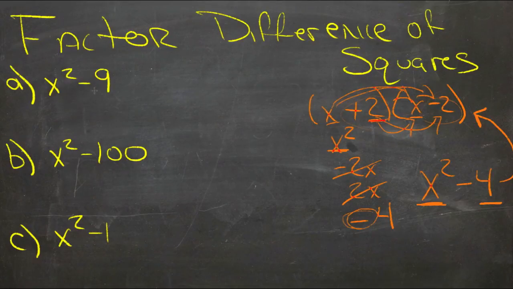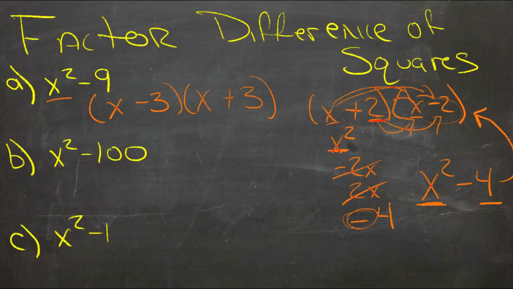So for example, x squared minus 9. The square root of x squared is just x, and the square root of 9 is 3. So we'll write those both down side by side, x and 3, put a plus in between one, minus in between the other, and we're done. x squared minus 100, again, the square root of x squared is x. So we got x, and then the square root of 100 is 10. So 10 and 10, plus in between one, minus in between the other, and we're done.